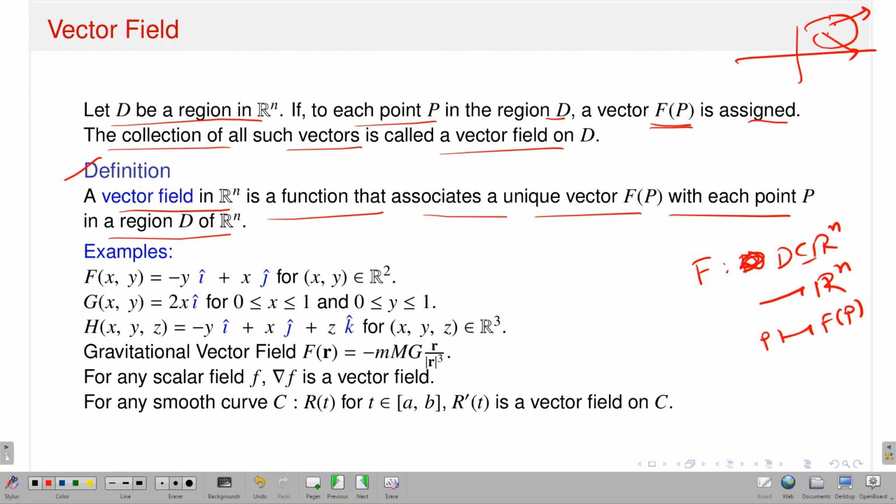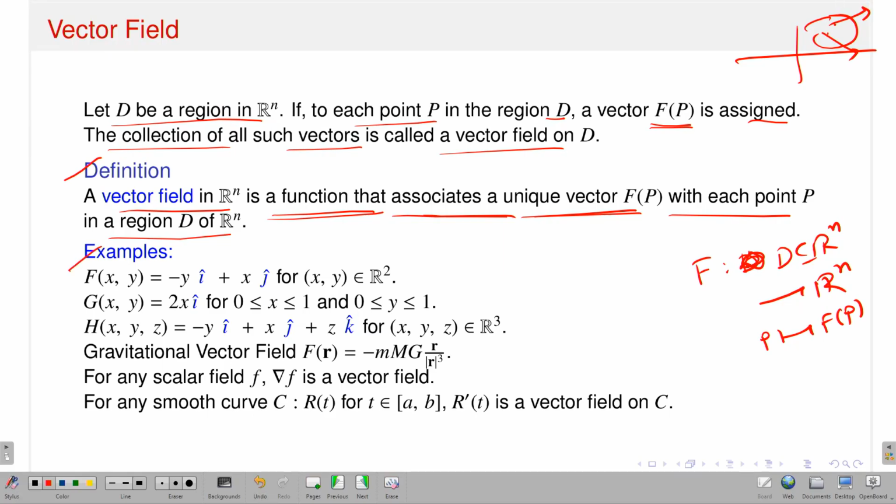So what I am doing is thinking about F of P, which is a unique vector. In fact, I am associating it with the point P. That means I have a point P and a point F of P, so a vector with starting point P and end point F of P. That is the vector I am talking about. So a vector field in Rn is a function that associates a unique vector F of P with each point P in a region D in Rn. If that is the case, then I will say that this is a vector field.